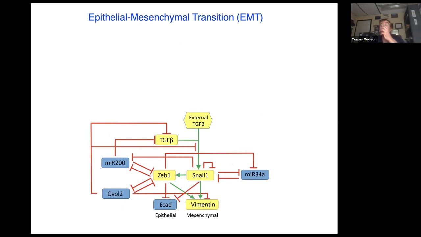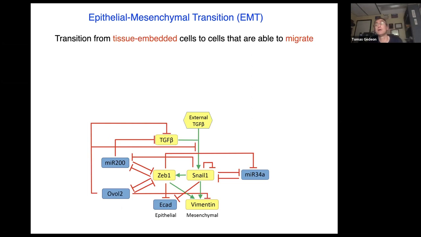The other one is more... I'm probably doing okay in time. So epithelial mesenchymal transition is a very popular network to study. One reason is the following. In cancer, we always hear about mutations which lead to cancer. And it's true that the normal tissue is not cancerous by definition.